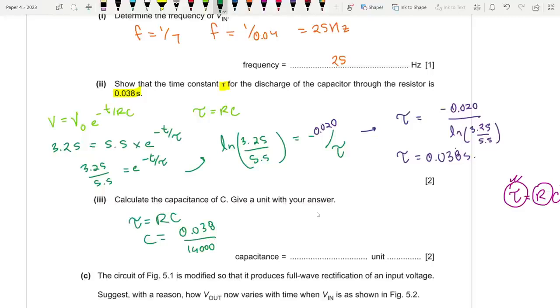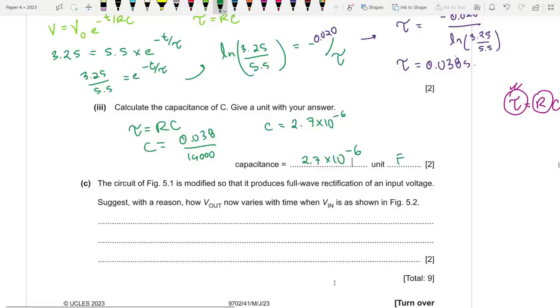C is actually equal to, to two significant figures, 2.7 times 10 to the power minus 6. And since I use the SI units of seconds and ohms, it will be the SI unit of farads. 2.7 times 10 to the power minus 6 farads. Okay, that is the important part that you need to know.